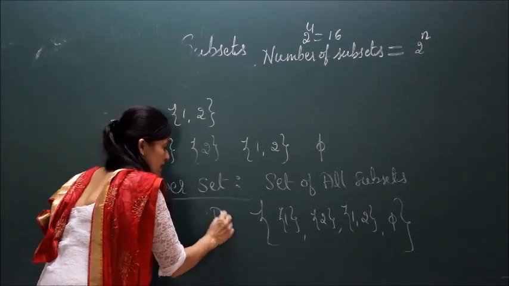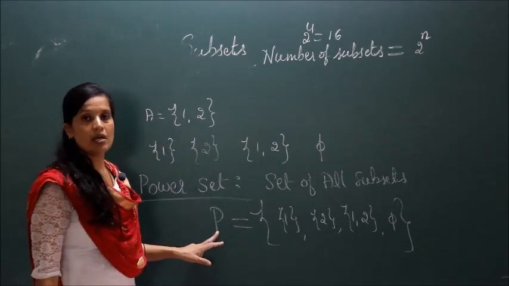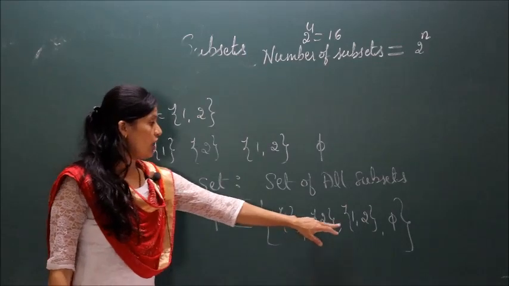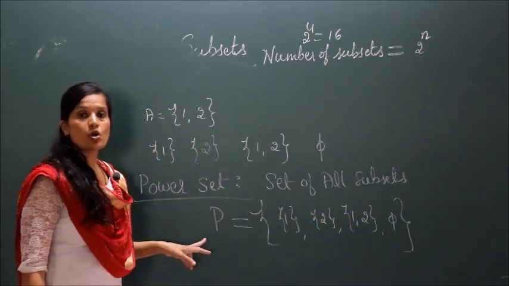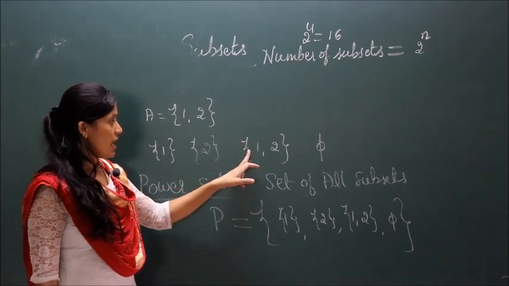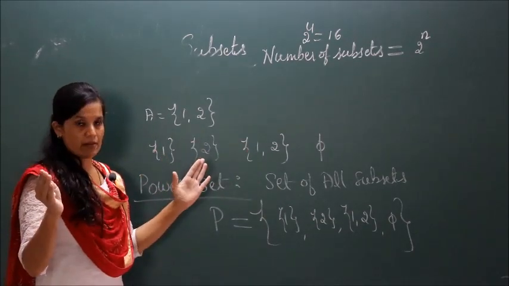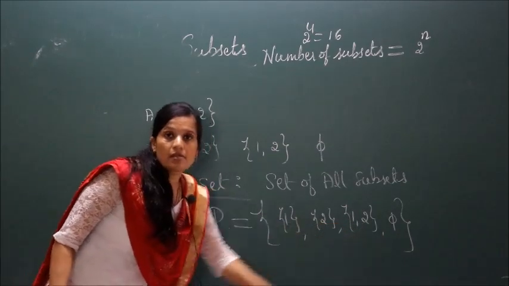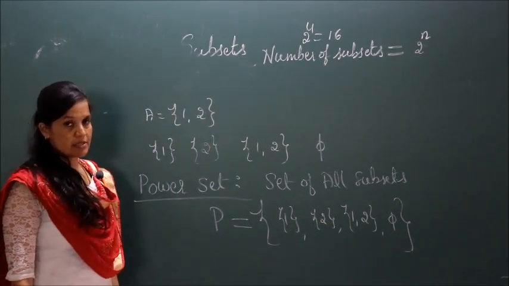So this power set is represented with the symbol P. Set of all subsets is called power set. See, these are the subsets. I am making it as a group again. So you have to write all those within the flower brackets. Then it is a power set.